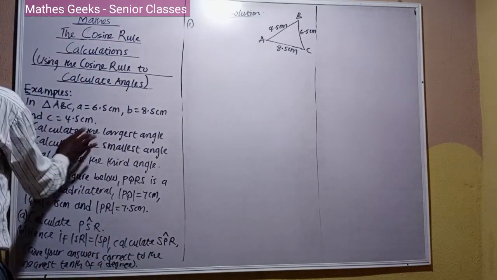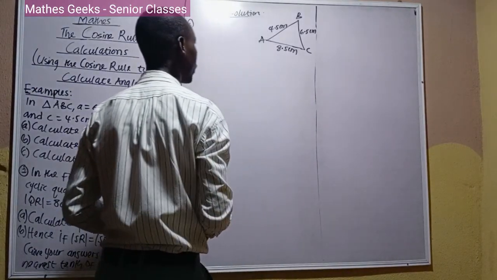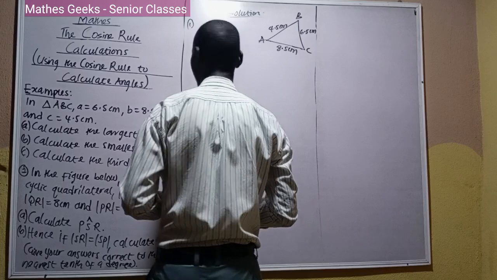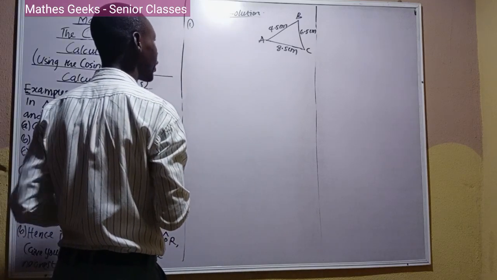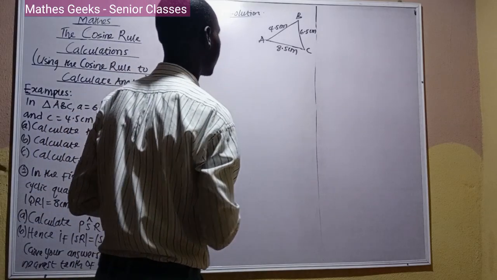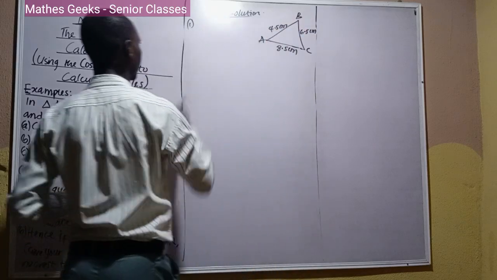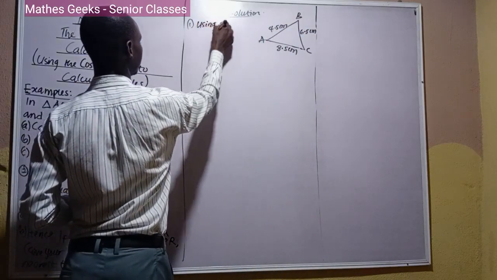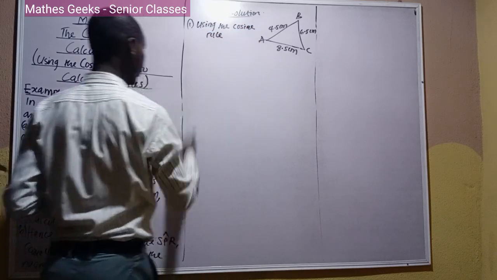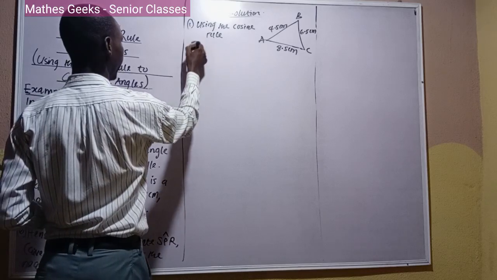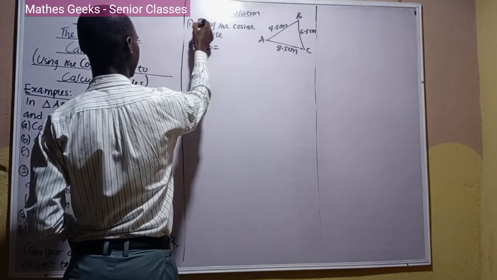The question is calculate the largest angle. So the largest angle is opposite to the longest side. In every triangle, the largest angle is opposite to the longest side, and the smallest angle is opposite to the smallest side. So our largest angle will be angle B, and the smallest angle will be angle C. So using the cosine rule, the largest angle is cos B.